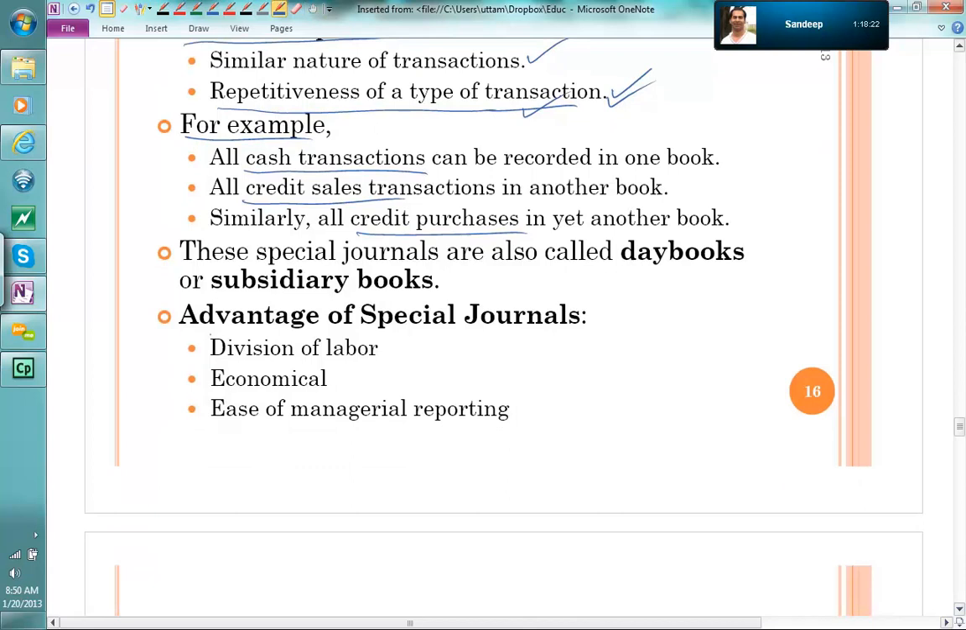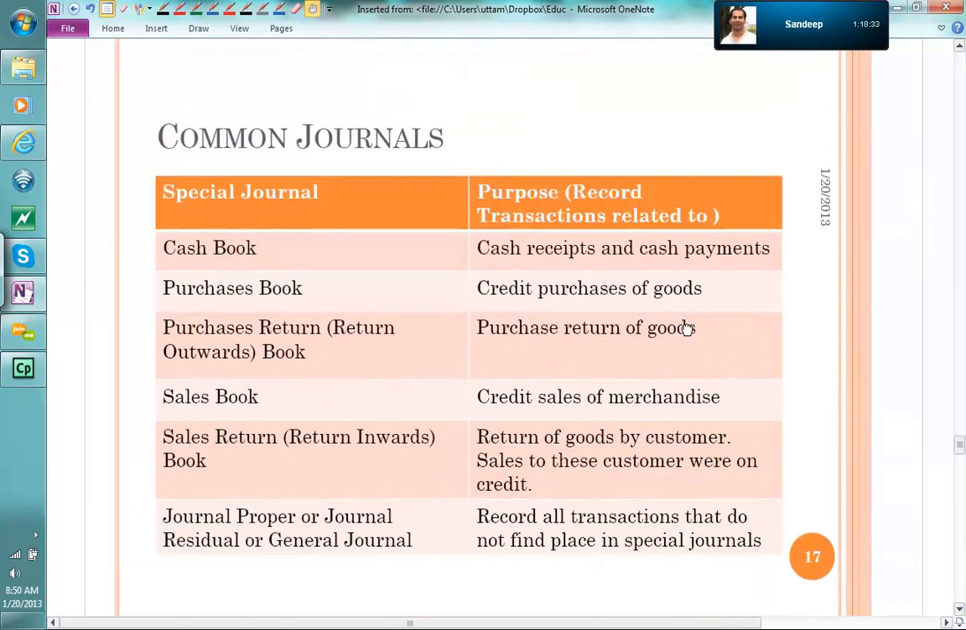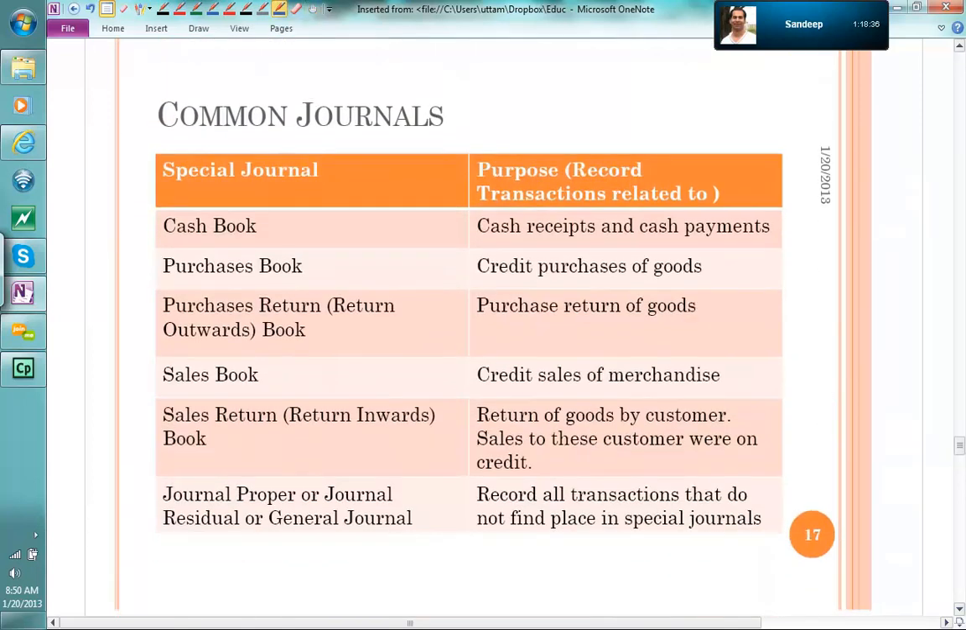These books are called subsidiary books or day books. And what is the advantage? Division of labor, economy, ease of managerial reporting. These are a few of the advantages. This slide is very similar to what we covered. So what is the purpose of the cash book? Cash receipts and cash payments.